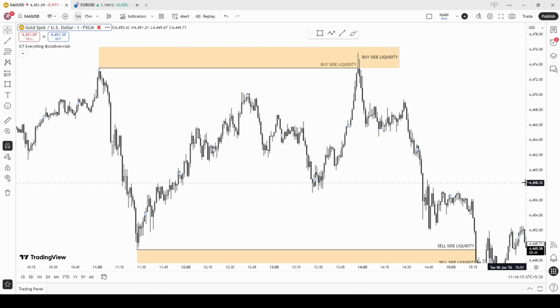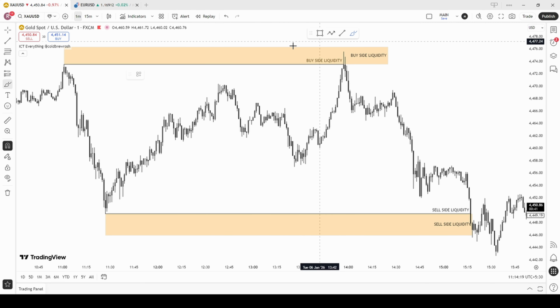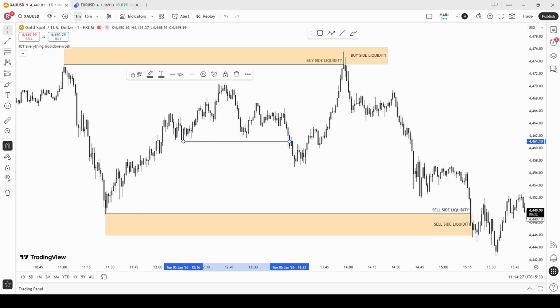Now, how do we use it to our advantage? So there's something that we like to call external and internal liquidity. Looking at this kind of chart here, what kind of internal levels can we use, right? Well, looking at this market right here, we have our low put in, sell side gets swept, and we have an instant displacement back up.